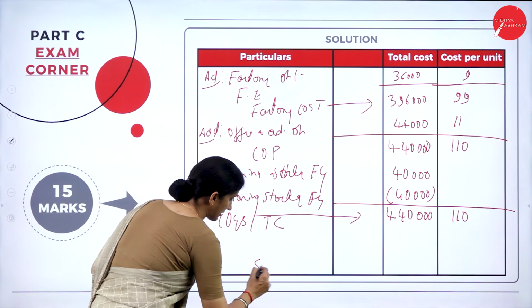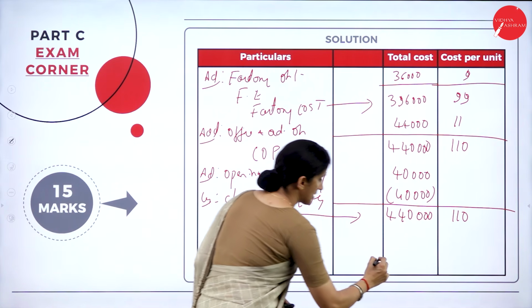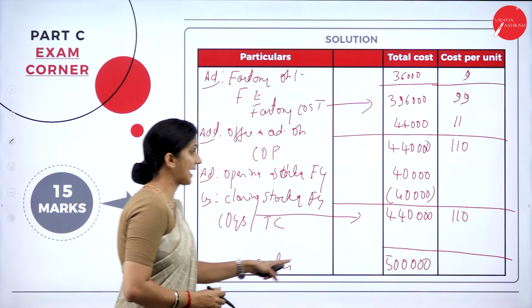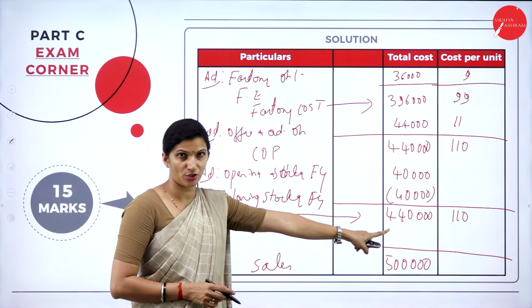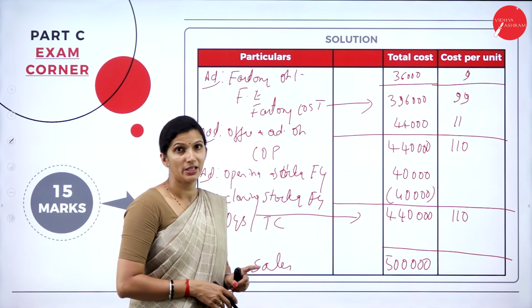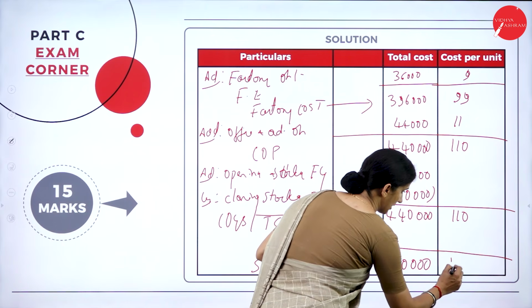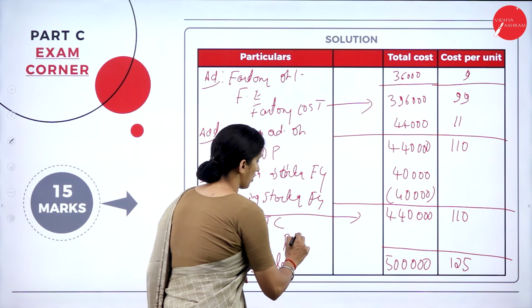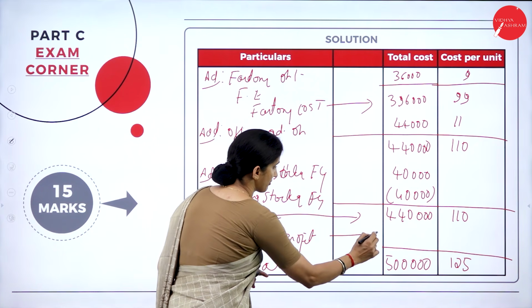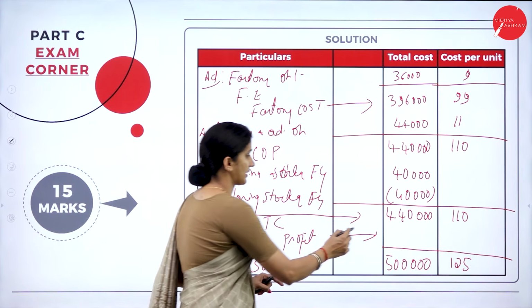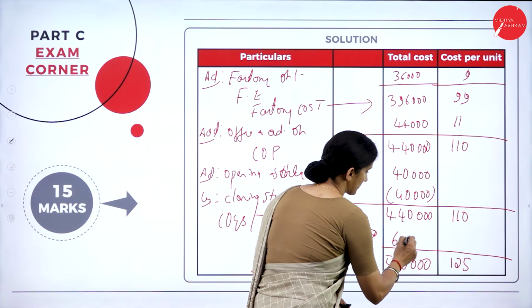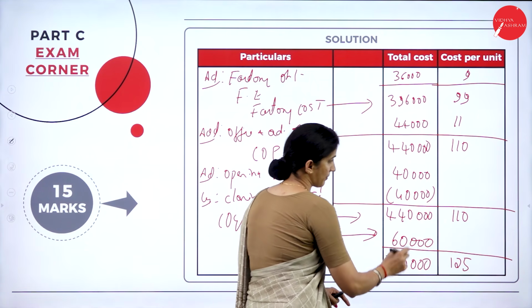Finally, we'll write the sales amount. Sales is 5 lakh. The per unit sales, 5 lakh divided by 4,000, will be 125. The difference between the total cost and the sales will be the profit. So 4,40,000 minus 5 lakh, we have 60,000 as the profit amount.